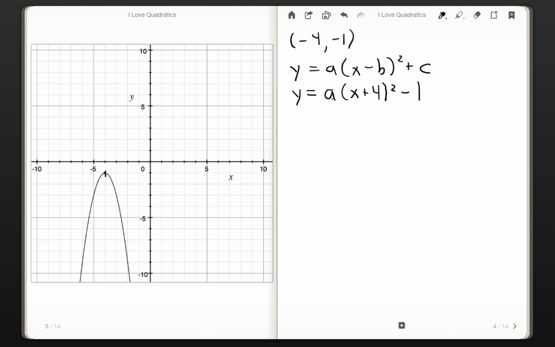Now to solve for a here, first thing we can do again is see if we can figure it out just by looking at the graph. How much does the y value change when x goes over by 1? Well, here we can see the y value changes by -2. So it's that simple. a is -2.